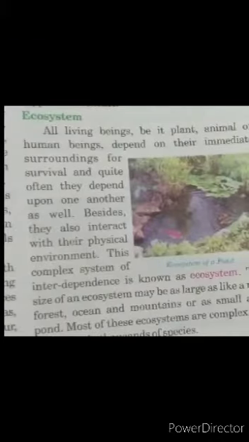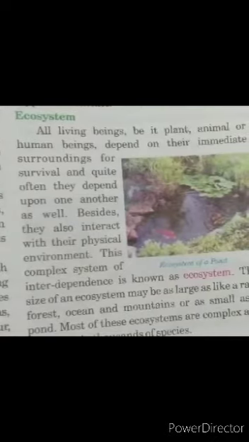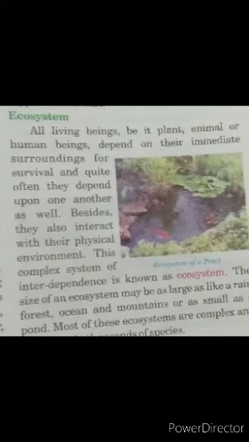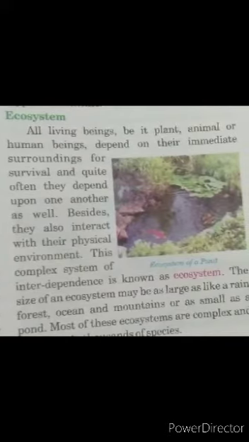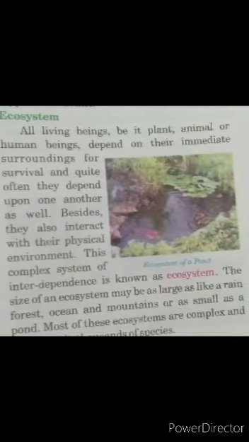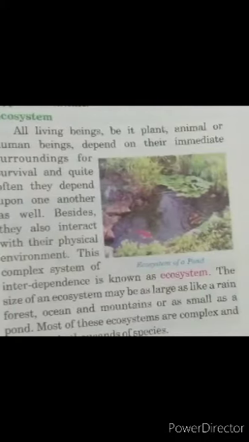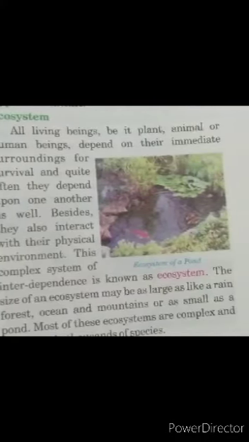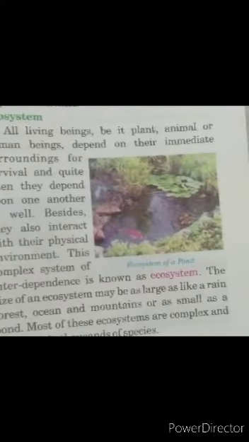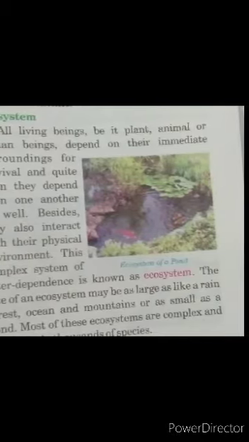Ecosystem. All living beings, be it plants, animals or human beings, depend on their immediate surroundings for survival, and quite often they depend upon one another as well. Besides, they also interact with their physical environment. This complex system of interdependence is known as ecosystem. The size of an ecosystem may be as large as a rainforest, ocean and mountains, or as small as a pond. Most of these ecosystems are complex and may contain thousands of species.